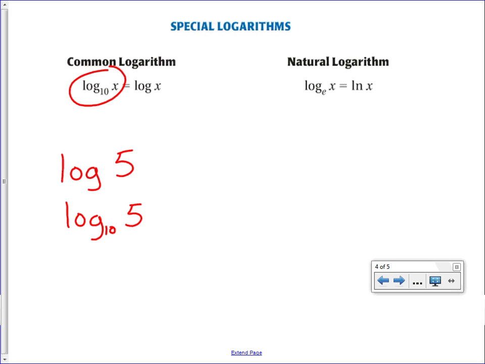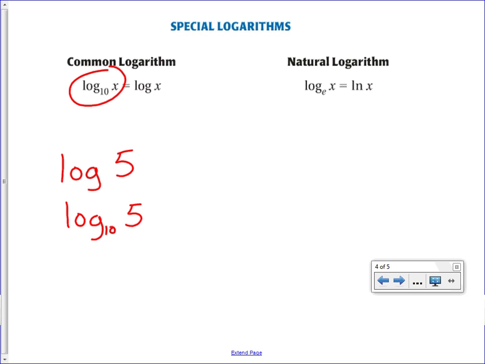The log that is on your calculator is assuming that you mean base 10. Obviously, we can have a log with other bases. Every other slide on this presentation has had other bases than 10. But the one on your calculator is assuming that you mean base 10.